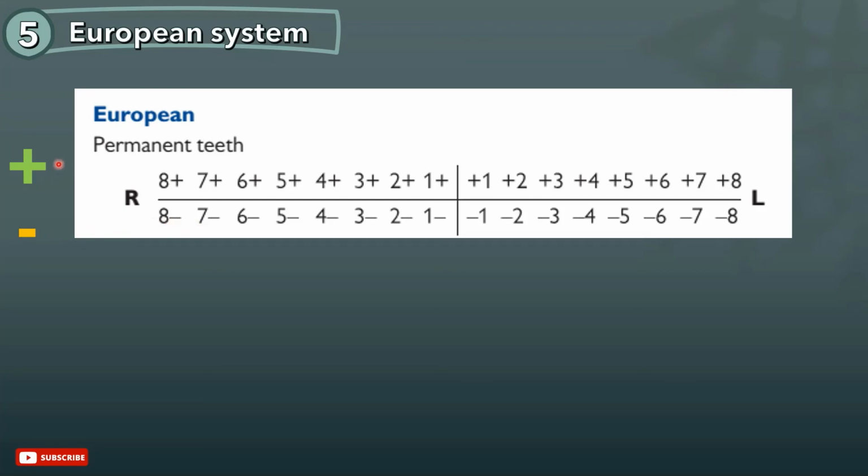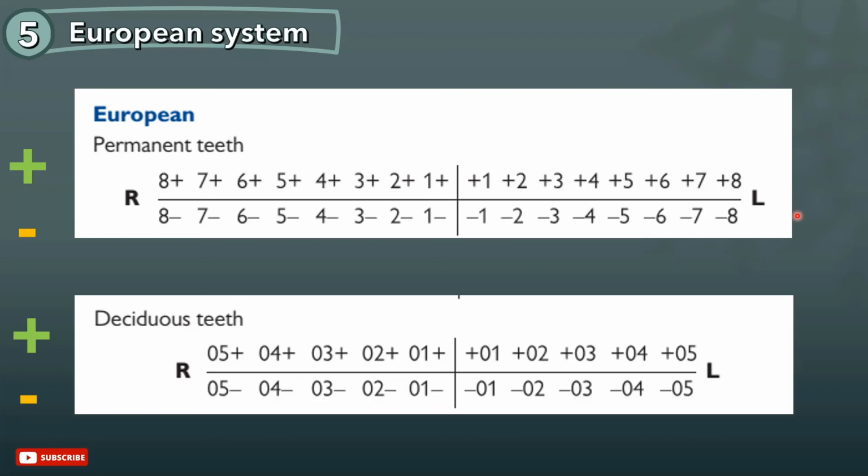Now we need to indicate the side. It is indicated by the position of the sign. If the positive or the plus sign is right to the number, it means it's the right side of the patient. And if the plus or the minus is on the left of the number, it means that it's the left of the patient.